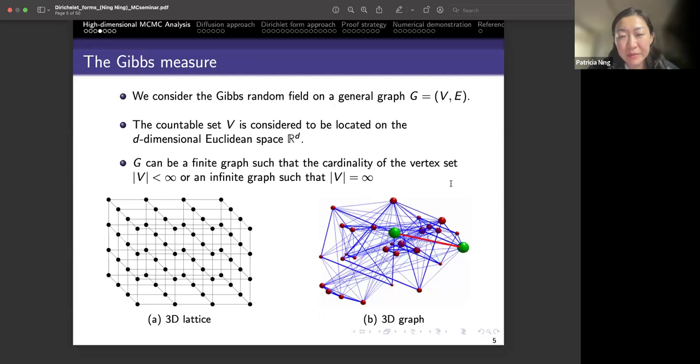Here we consider the Gibbs random field on a general graph G that is composed of V as the set of vertices and E as the set of edges. The countable set V is considered to be located in the d-dimensional Euclidean space R^d. G can be a finite graph, such that the cardinality of the vertex set is finite, or an infinite graph, such that the cardinality of the vertex set is infinite. Now we can see two examples. The left one is a 3D lattice, and on the right is a 3D graph.